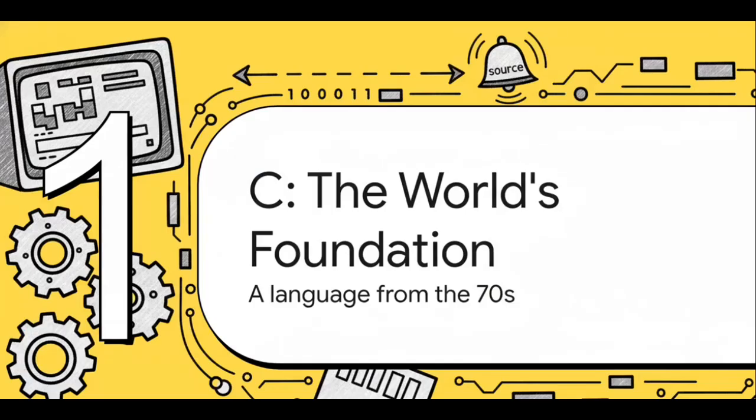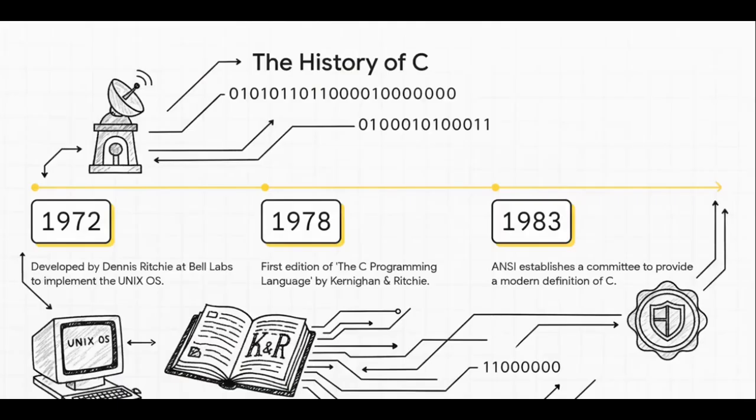All right, let's jump right in with our first section, C, the world's foundation. We're going to explore how a language born in the 70s is still, somehow, running just about everything. This timeline really puts it all in perspective. It all kicks off in 1972. A guy named Dennis Ritchie at Bell Labs needs a better way to build the Unix operating system, so he creates C. Just 6 years later, the now legendary K&R book comes out, and the language just explodes in popularity.